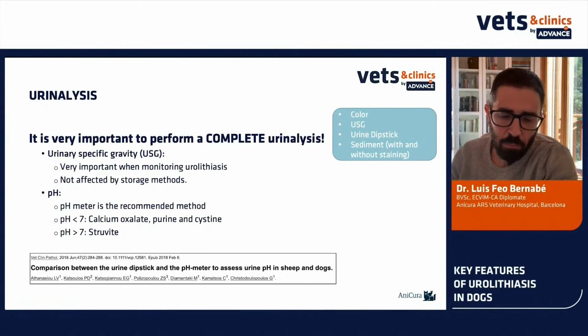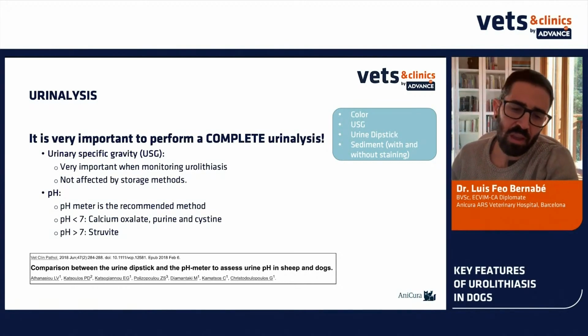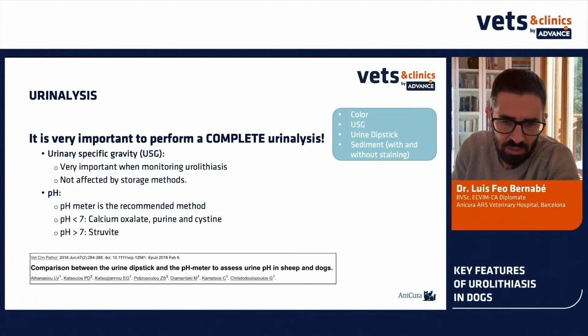But one important thing about the pH is that when we have a pH less than 7, it's more likely that you have calcium oxalate, you have a purine, or you have cystine. And if you have a pH more than 7, it's more likely that you have struvite. So I think probably this is a general picture of the pH.